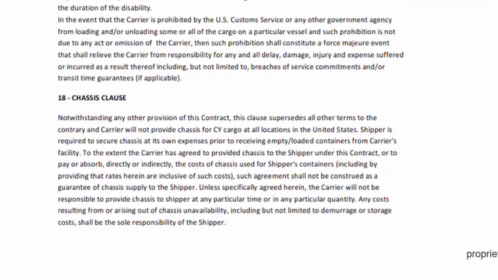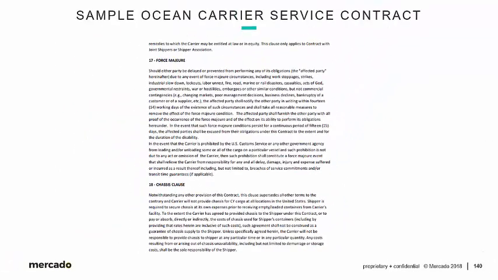Clause 18, the chassis clause. This is really important in the United States because up to, call it 8, 9, 10 years ago, the steamship lines would provide chassis to importers, the chassis being the framed wheeled unit upon which containers are placed and moved around for drayage purposes. These days, the steamship lines don't provide chassis. And what Clause 18 is saying is, we as the steamship line do not provide chassis. That is up to the BCO and the drayage arrangements that they can make.